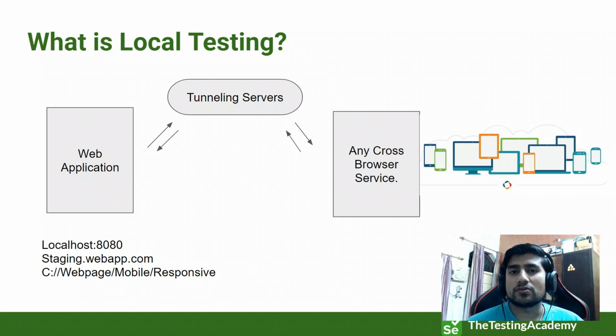So how does it work, in simple terms? With most of these services, whether Sauce Labs, BrowserStack, or LambdaTest, you may have a localhost API application, a staging web app on a local server, or a mobile responsive app in a folder. What you do is use a tunneling server which temporarily hosts your applications in the network of these cloud providers, like Sauce Labs, LambdaTest, or BrowserStack.